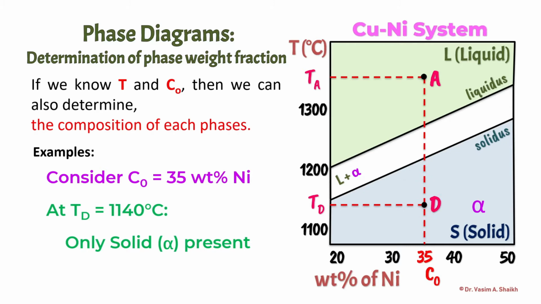Now how to determine the weight fraction. We can say that here only solid is present, no liquid, so the weight fraction of liquid is 0, and the weight fraction of solid is 1. That means it is 100%. You can even write 100% and 0%, or just write 0 and 1. Both the answers are correct.